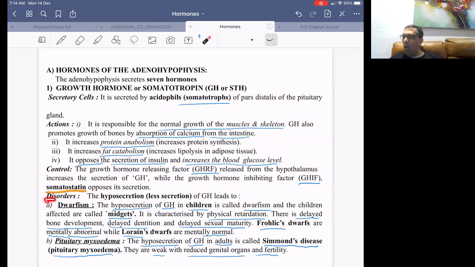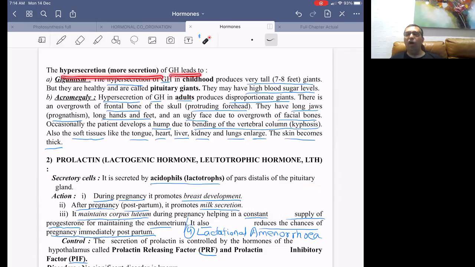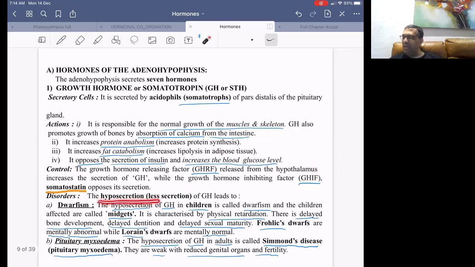What are the disorders of secretion? You may have hyposecretion of growth hormone, or you may have hypersecretion of growth hormone. Sir, what does hyposecretion, less secretion of growth hormone, lead to? The hyposecretion of growth hormone in children is called dwarfism, and these children are called midgets. So growth hormone will be low from childhood, the child's height does not increase, and they have a physically short stature, and that is called dwarfism. These children are called dwarfs, also called midgets. They are physically retarded. Their height is less.